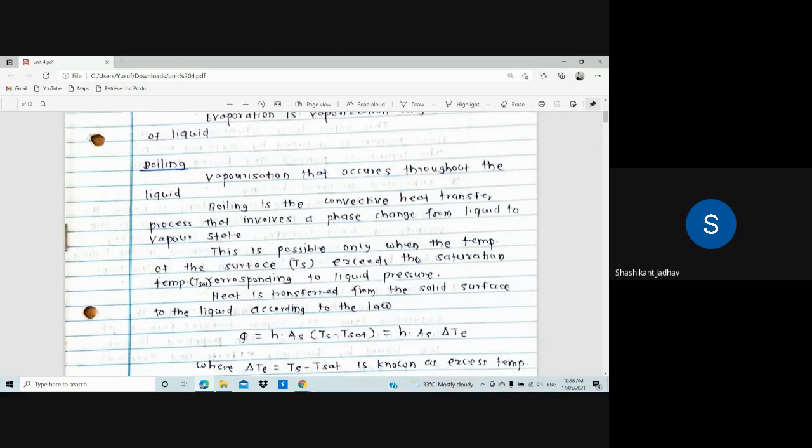Okay, so all of you write down. This is possible only when the temperature of the surface, that is Ts, exceeds the saturation temperature, that is Tsat.